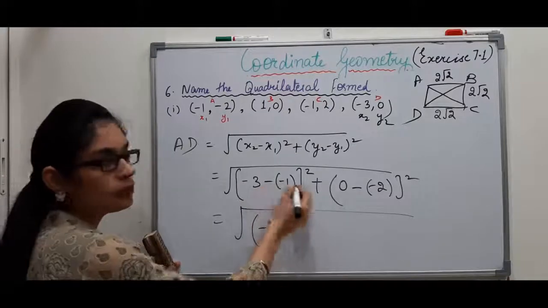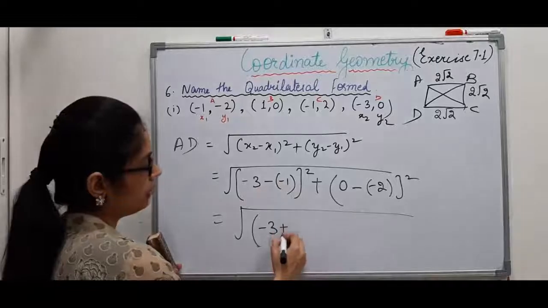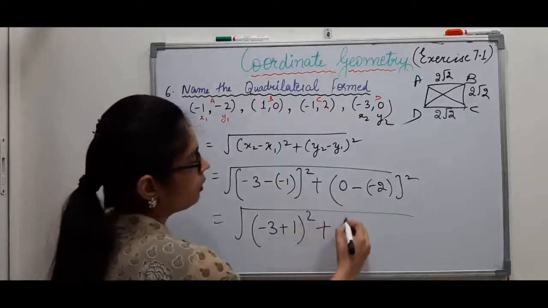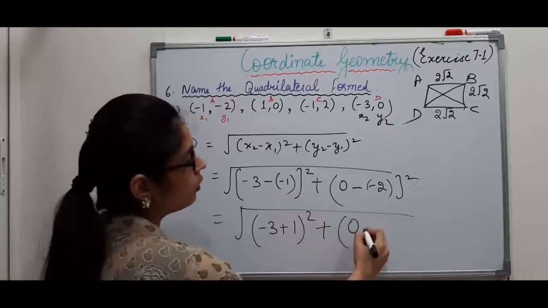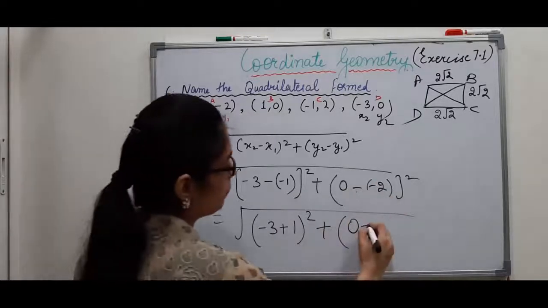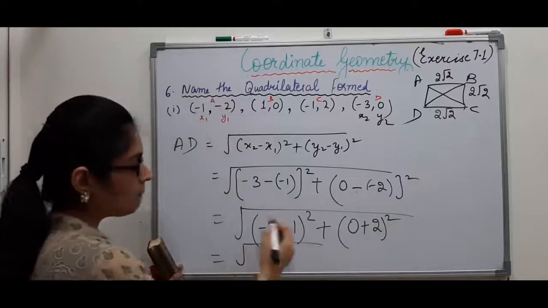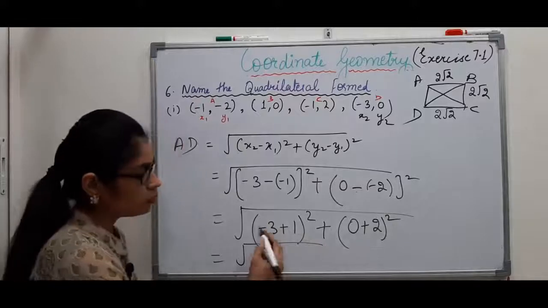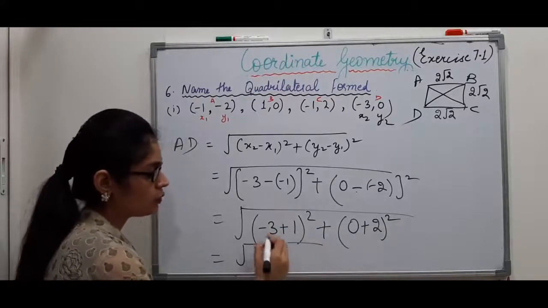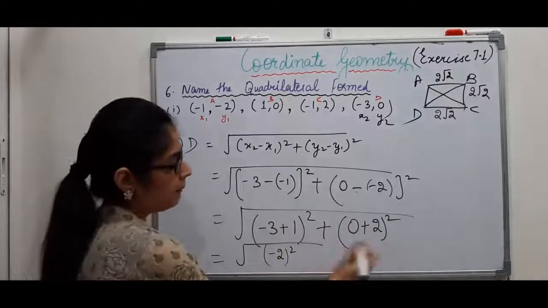Minus 3, 2 signs together, so I have to make it one sign. Minus and minus is plus 1 whole square. Again 2 signs together, I have to make it one sign. So 0, minus and minus is plus. Same, minus plus is minus, the sign of the bigger number. So 3 minus 1 is 2. With 3 I have the minus sign, so with my answer also the minus sign will be there.